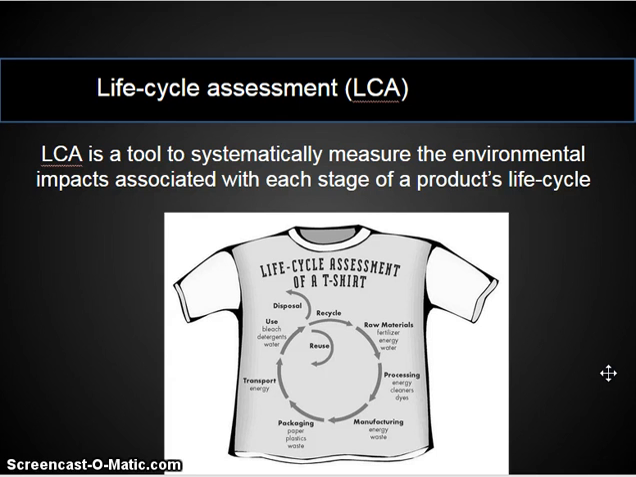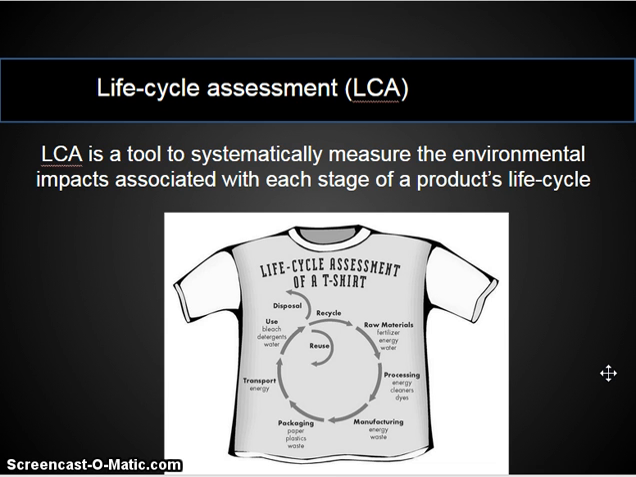Now, the life cycle assessment is a tool to systematically measure the environmental impacts associated with each stage of a product's life cycle. Take a look at this diagram for the life cycle assessment of a t-shirt. You start with the raw materials. You could get those raw materials from recycling, or you can harvest them on your own. That uses fertilizer, energy, and water. Processing will use energy, cleaners, and dyes.